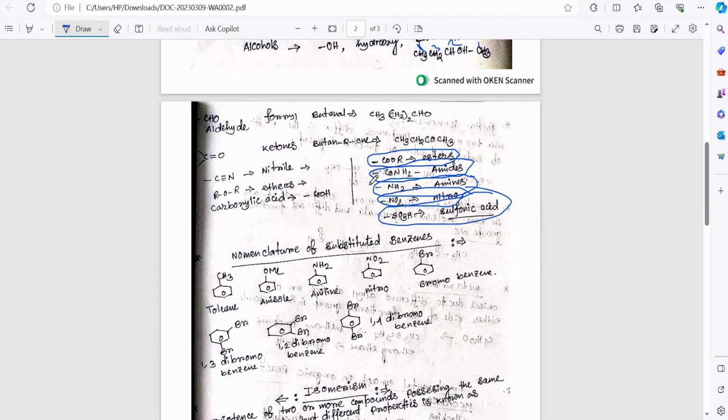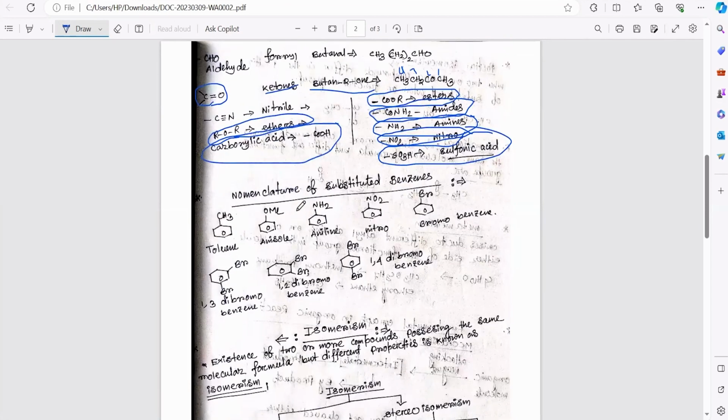I have discussed all these examples. If you see C double bond O, that means it is a ketone. One example is CH3, CH2, CO, CH3, that is butan-2-one. Four carbon is there, 1, 2, 3, and 4. In the second carbon, a double bond O is there, one carbonyl group is there. That is why it is known as butan-2-one. So that is a ketone. And nitrile CN, C triple bond N, is a nitrile group. And ethers, ROR, is called the ether group. Okay, carboxylic acid group, COOH, carboxylic acid group.